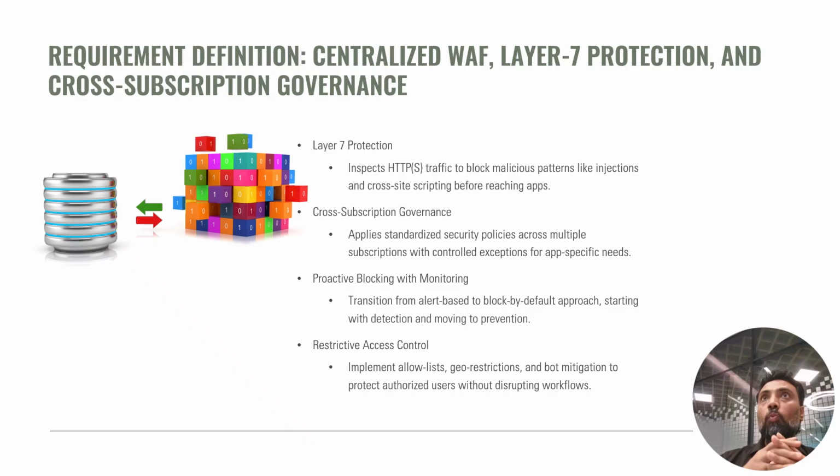So what customers typically want is a centralized WAF entry point across all their web applications. This means layer 7 inspection over HTTP or HTTPS traffic, right? They want to have this policy across different subscriptions, with a block-by-default posture, restricting access, geo restriction, bot mitigation and all.